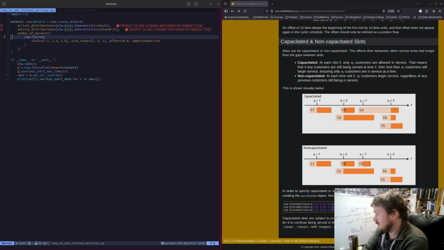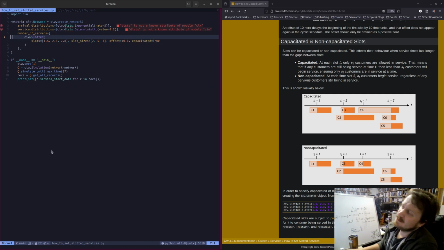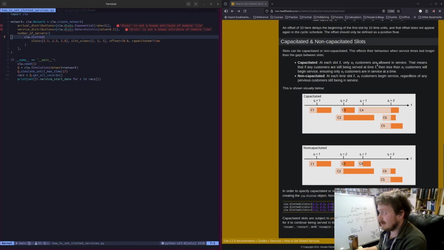The idea with capacitated slotted services is that at each time slot t, only S sub t customers are allowed in service. That means that if any customers are still being served at time t, then fewer than S sub t customers will begin service, ensuring only S sub t customers are in service at a time. In other words, slot sizes are not merely for how many are allowed to start at a given time, but also restrict how many are allowed to be in there for some subsequent interval of time.